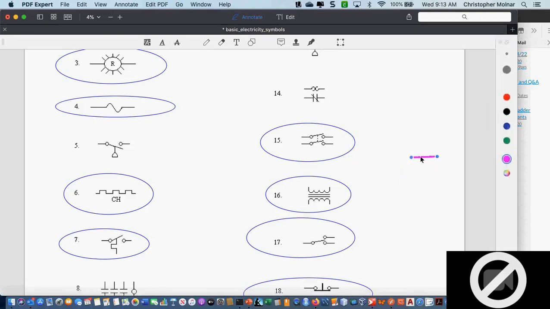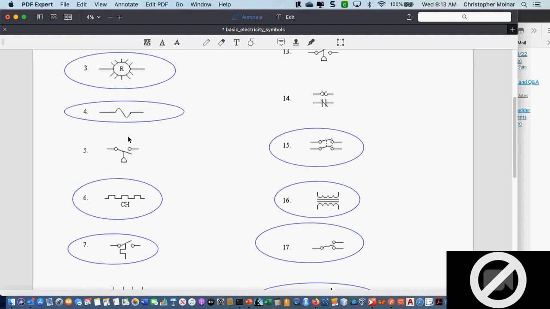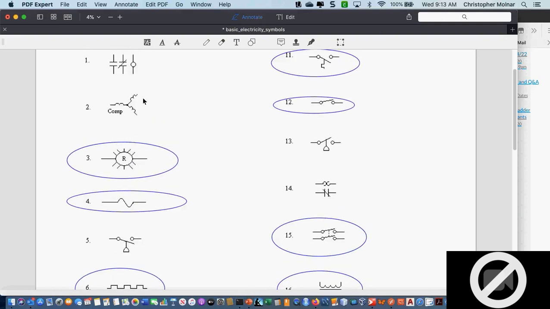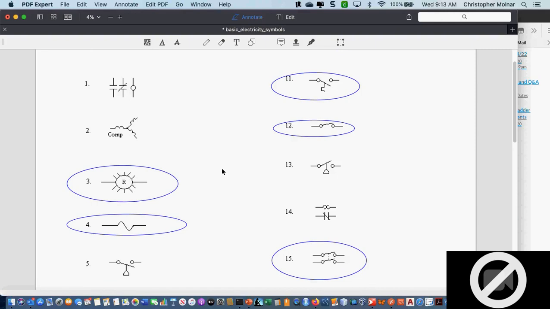Hey, Chris, what was number 2? What was that? What was number 2? I didn't touch on number 2 yet. It's a 3-phase compressor. Okay. Because you have 3 windings, equal length. We haven't even talked about that yet, so I don't want to totally confuse everything yet.